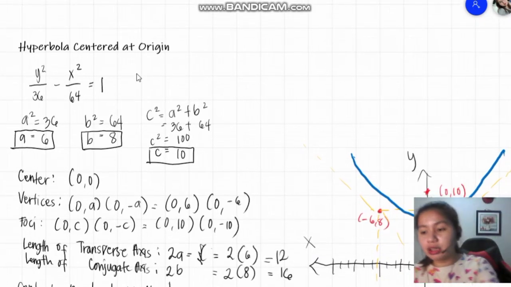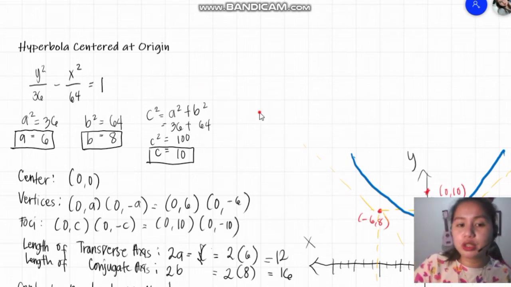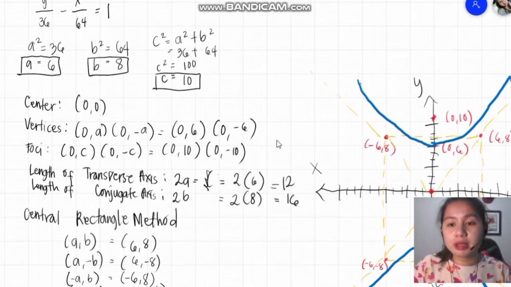So, sa next video natin is hyperbola naman centered at HK. Pero ganito pa rin yung process. Mag-iiba lang yung mga formulas and mga points na ginagamit sa pag-graph.